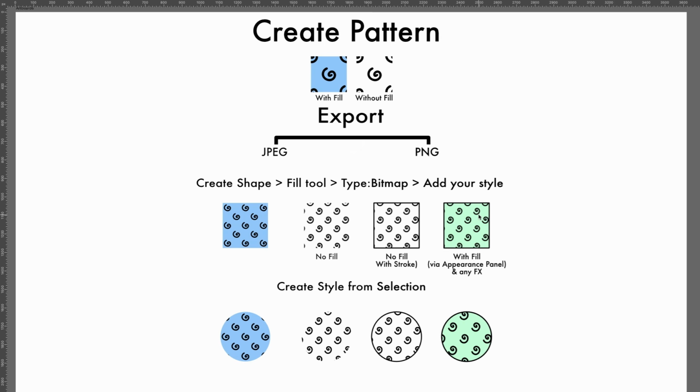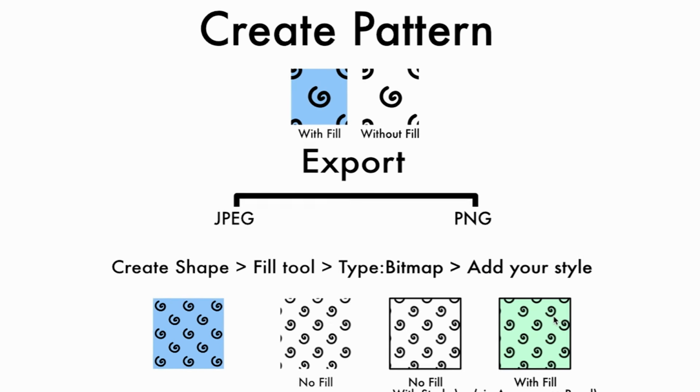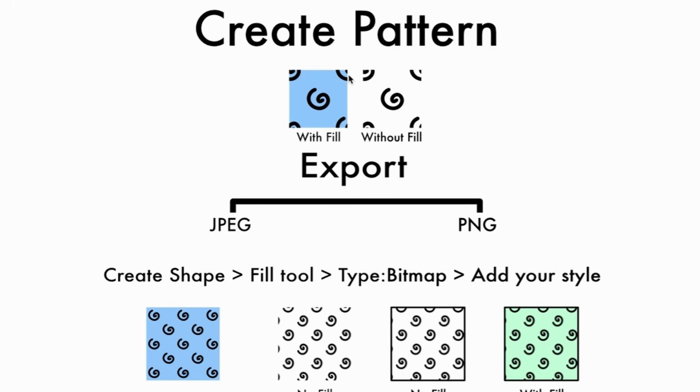So let's quickly go over the steps I've taken to create these pattern styles. First of all, I created a repeating pattern like up here. Then you'd go ahead and do it with a fill or without fill. I'd suggest without fill, and then export it to PNG. Remember, with JPEG, you can't change the background so easily. And once you've got the PNG back in Affinity Designer, you create a shape like a square, click on the fill tool, choose type bitmap, and then from there you can start adding your own style from the appearance panel.